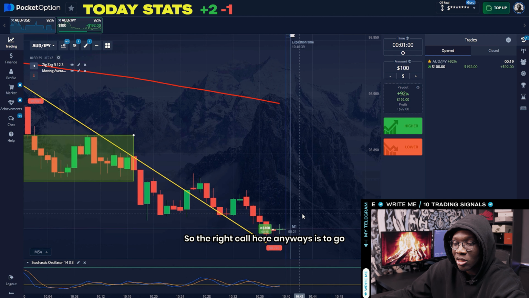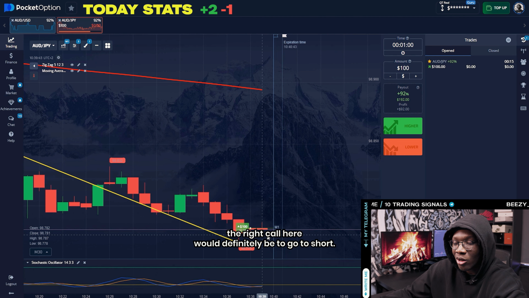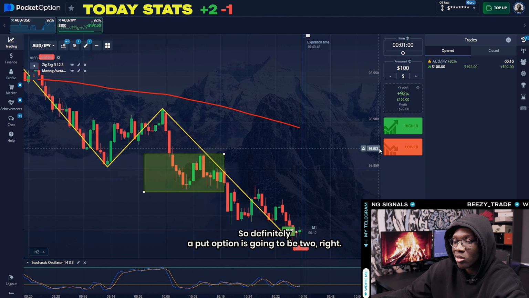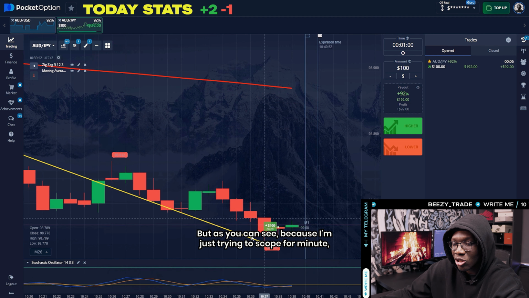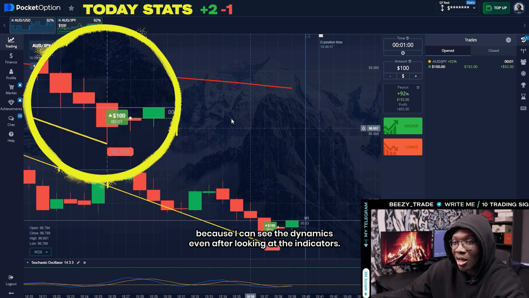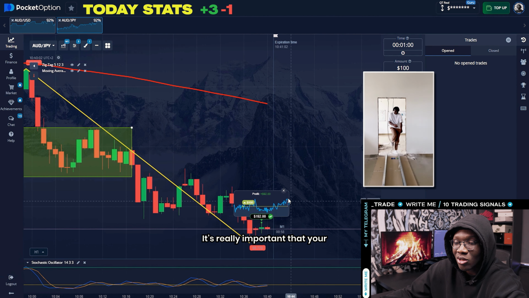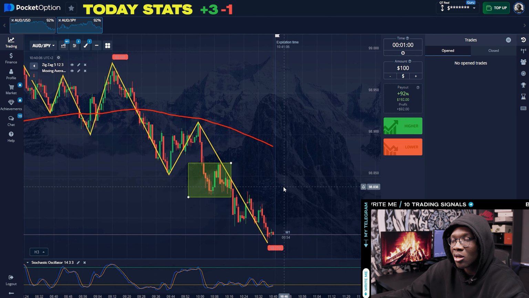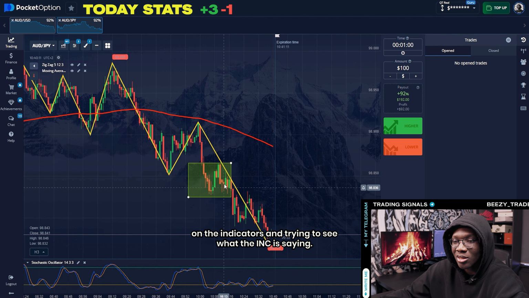So the right call here anyways, if you're going to do longer time frames, would definitely be to short this. So definitely a put option is going to be the right one. But as you can see, because I'm just trying to scalp for a minute, I'm able to enter because I can see the dynamics even after looking at the indicators. So you can't always forget about the dynamics. It's really important that your mind is there and you're thinking about that, not just focusing on the indicators and trying to see what the indicators are saying.